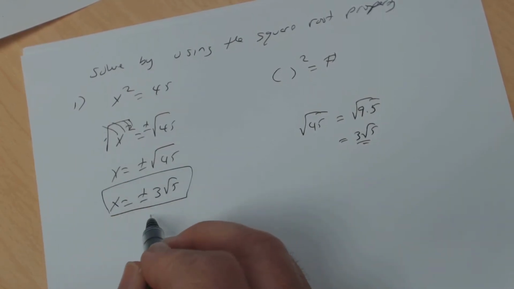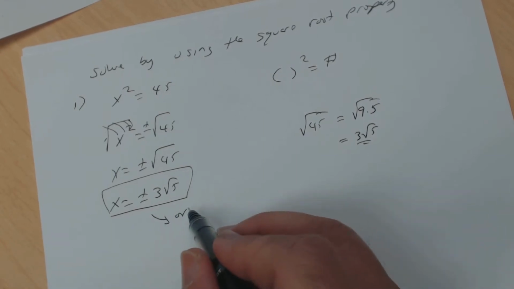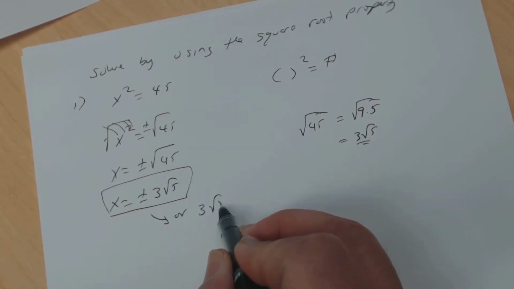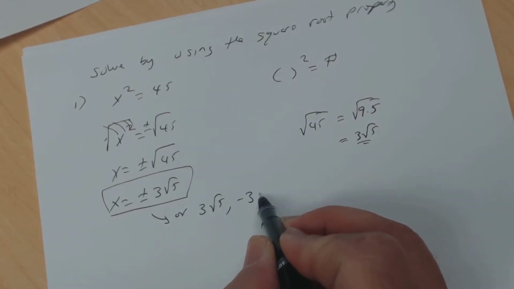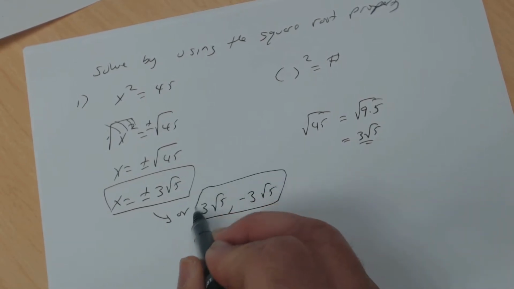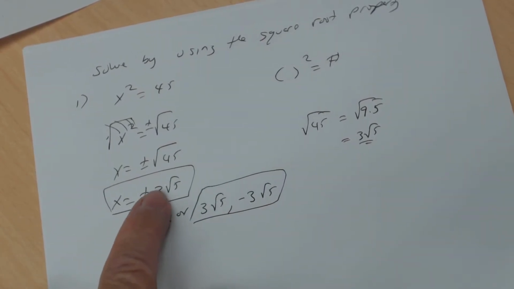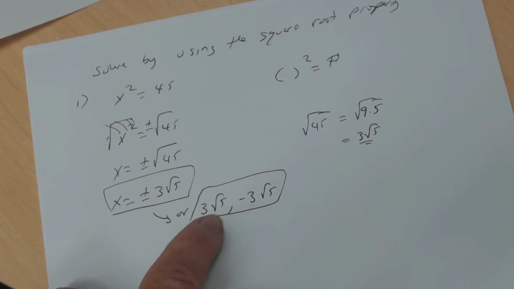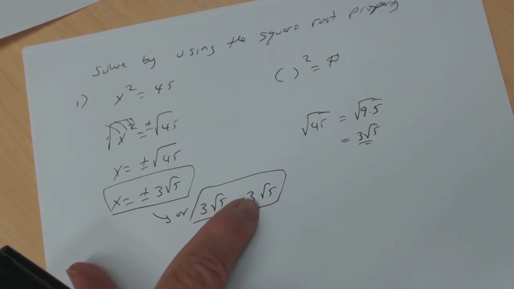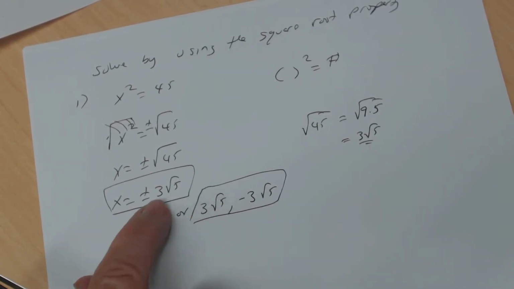Now don't forget there are 2 solutions. One's a positive 3 square root of 5, and the other is a negative 3 square root of 5. Either one of these is fine. Just know that the plus or minus version is a more compact form. You can write these as 2 separate solutions, or write it in a more compact form.